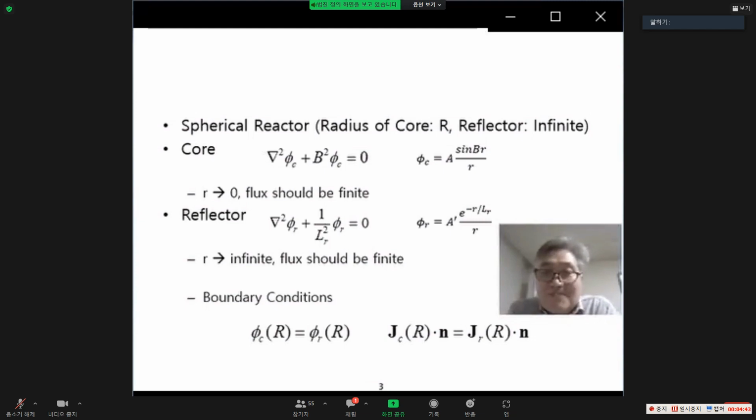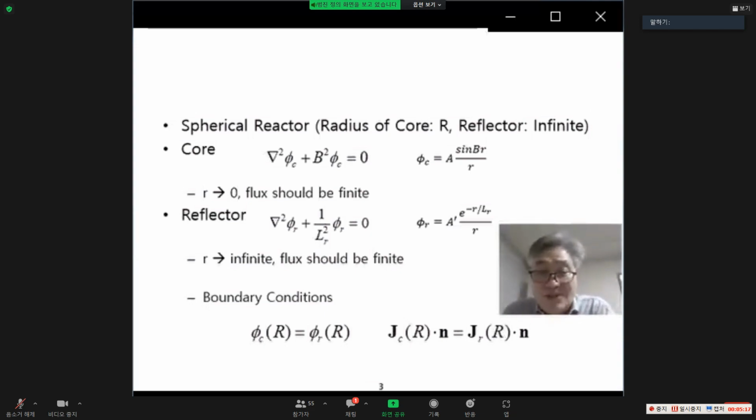Next, we know the solution for the core: phi c equals A sine Br divided by r. And for the reflector, a different A, so it's A prime, times exponential minus r over L r divided by r. So this is the general solution. Now we have the governing equation and general solution. So we need to have a boundary condition.